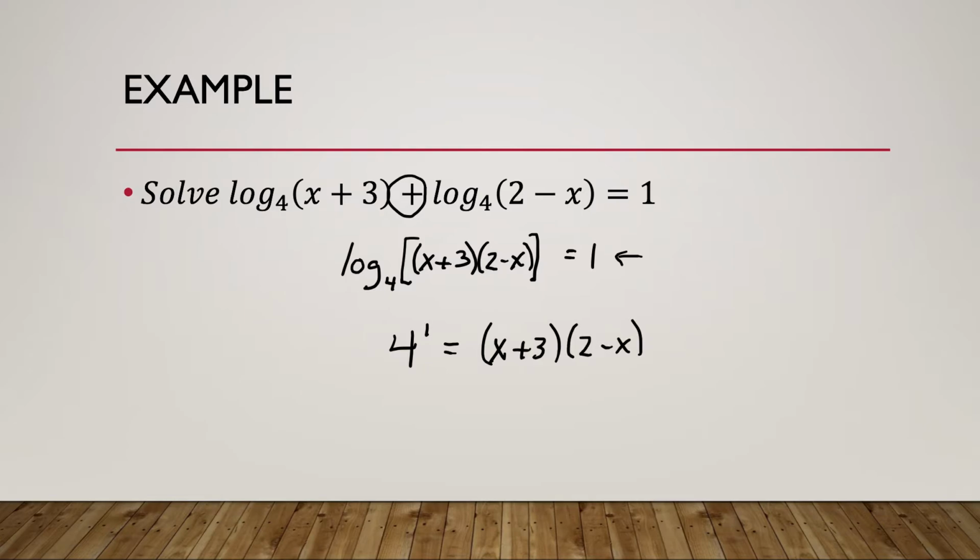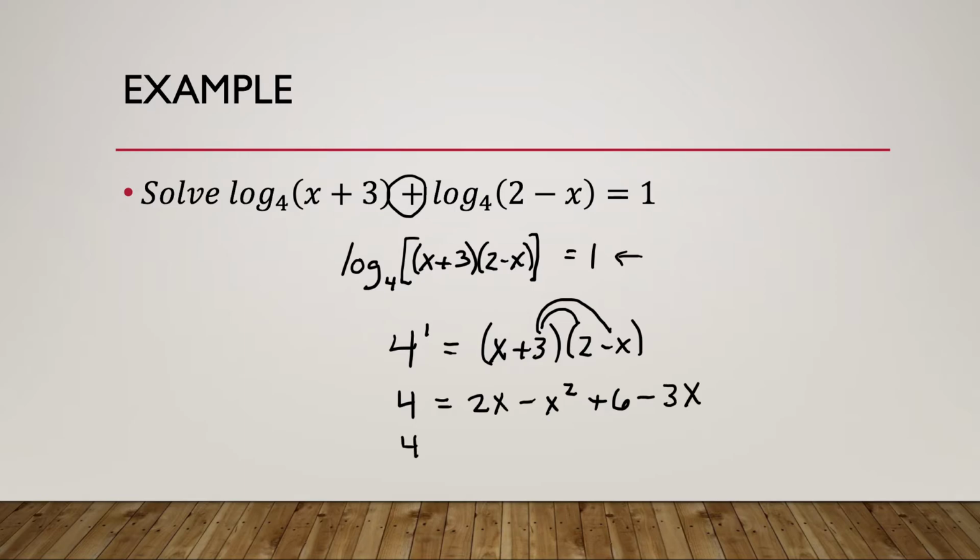Okay, so let's do a little simplifying. 4 to the first is just 4. All right, I'm going to do FOIL method over here. So first times first is going to be 2x. And then my outside is going to be a minus x squared. Then my inside will be positive 6. And my last will be minus 3x.